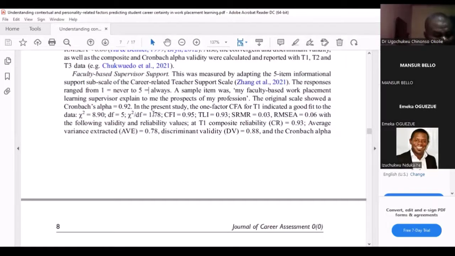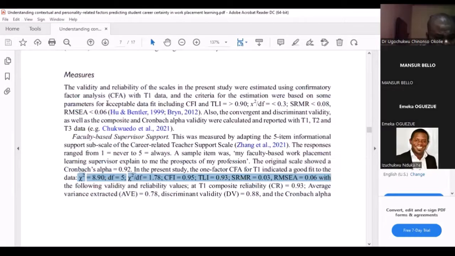Now, the original scale had, you need to report at least the Cronbach's alpha. Now, in this present study, the 1-factor CFA, this was what Mansour Bello or Izuchukwu or somebody asked, whether you can do a single CFA, confirmatory factor analysis. So for 1 factor, which means I checked one scale individually. I didn't mix all of them together. I checked them one after the other. Okay? So you can see he yielded this measure. This is called model fit, based on this measurement by this author.